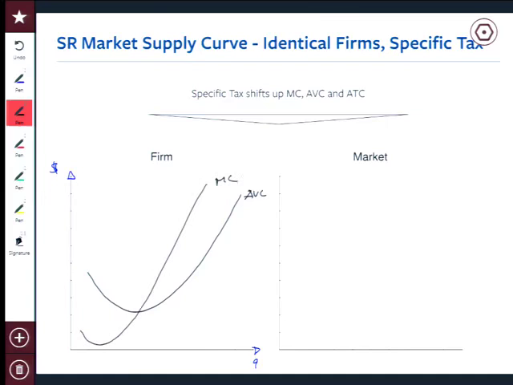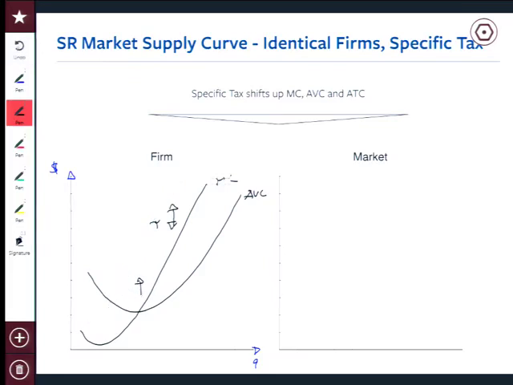What happens to the marginal cost curve if I charge a tax of tau dollars per unit? It shifts up by tau dollars per unit, right? So if I charge the specific tax of tau dollars per unit, my marginal cost curve simply shifts up by the amount of the specific tax. Well, since my marginal cost curve is my supply curve, and since both average variable cost and marginal cost curve shift up by the tax rate, what does this mean for the individual firm supply curve if I charge a specific tax? It just shifts up by tau dollars.